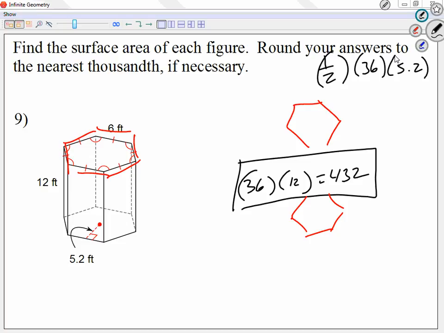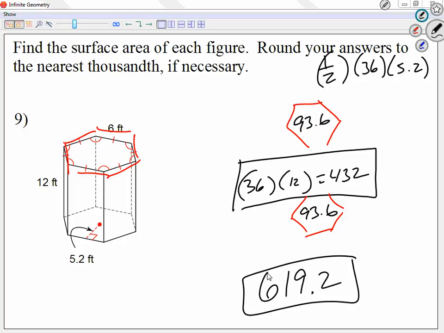All right, so what did you say that it was for 93.6? Thank you. 93.6 for each. Remember, it's 1/2 times perimeter times the apothem. Add everything. And you should have 619.2. Remember, big rectangle and 2 bases. I think you guys can finish whatever's left from the front.